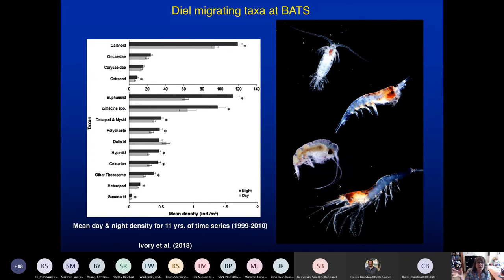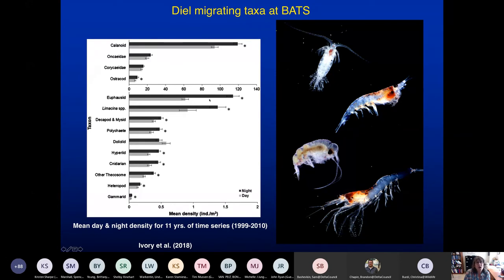These are just to look at some of the taxa that are migrating at BATS. This is the mean day and night density over monthly data for 11 years of the time series. The dark bars here are the nighttime biomass and the gray is the daytime. An asterisk is where there's significantly higher biomass of these migrators in the surface waters at night versus during the day. For most of these groups, there is higher biomass at night than during the day.